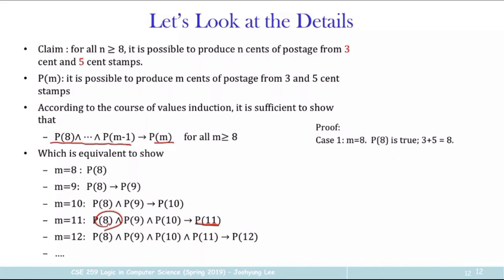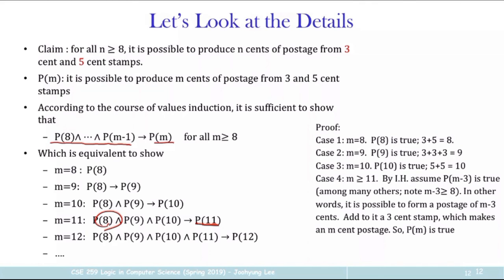How do we find 8-cent postage? Well, 3 plus 5 is 8. That's what we did in the beginning, if you recall. M equals 9, we actually did that. 3 plus 3 plus 3 is 9. M equals 10, 5 plus 5 equals 10. Until now, we had to separate these cases out.